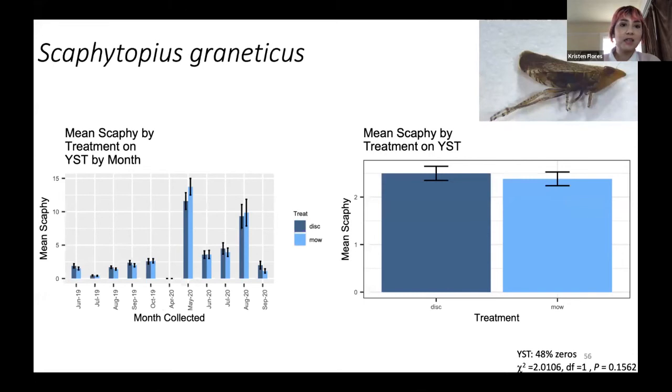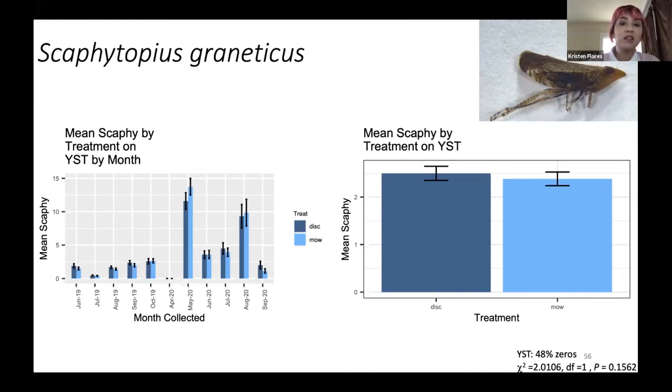So the third insect that we will look at is Scaphotopius. This slide shows Scaphotopius collected in the canopy by yellow sticky traps. The graph on the left again shows the average number of scaphi recovered on the y-axis, month on the x-axis, disc in dark blue, and Moe in light blue. So we can see that scaphi numbers were higher overall in 2020. The population experienced peaks in May 2020 and August 2020. We can also see that the number of scaphi recovered was pretty consistent between Moe and disc rows.